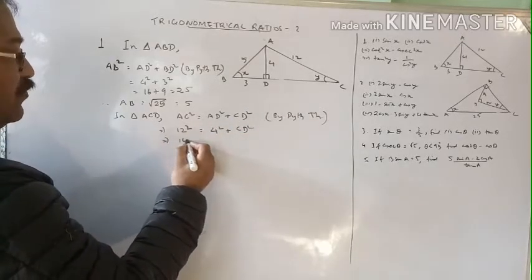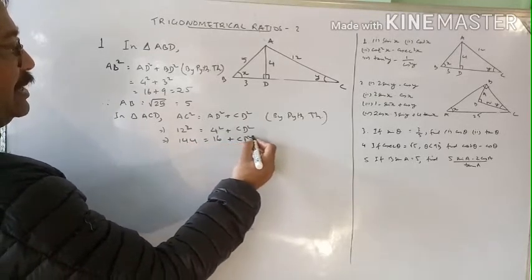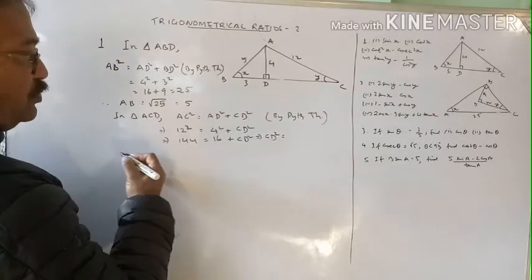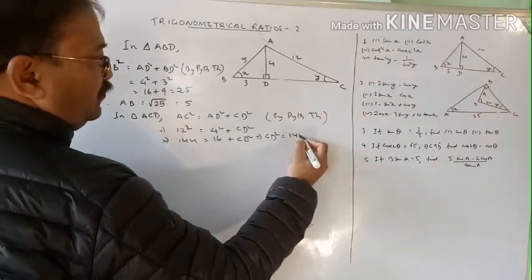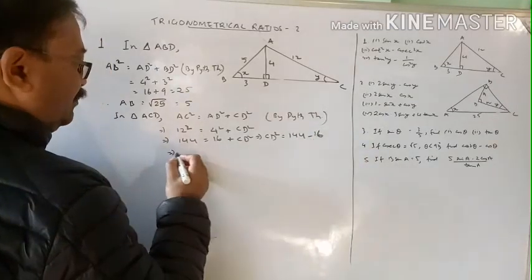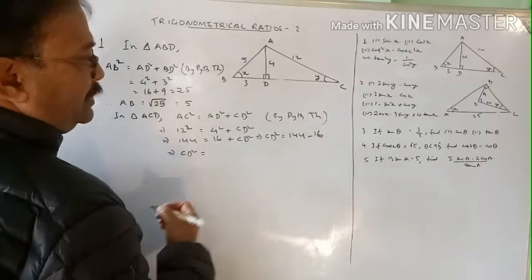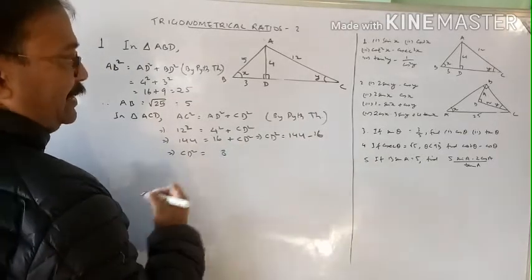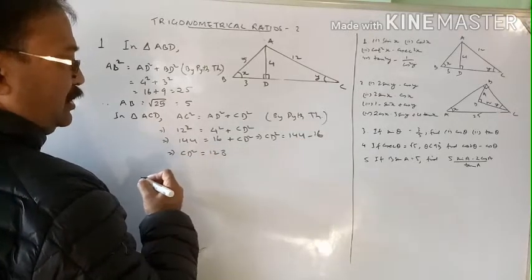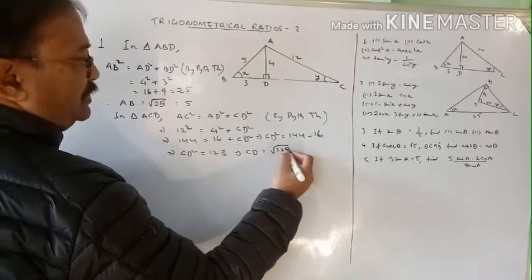So that is 144 equals 16 plus CD square, which implies CD square equals, now this 16 we bring to this side, so 144 minus 16. So this implies CD square equals 128. So this will give you CD equal to root over 128.